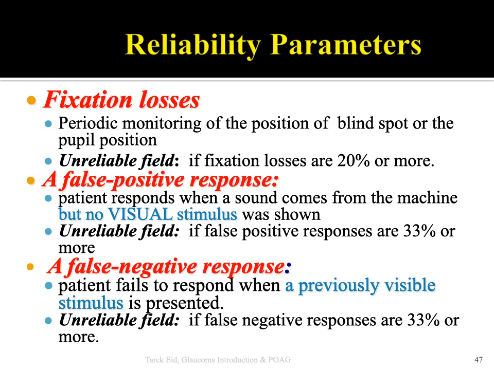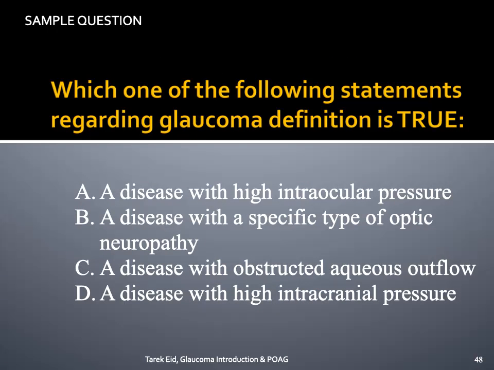This ends our introduction for glaucoma, and I would like to conclude with a few multiple choice questions just to test your ability to understand what we have said. First question, which one of the following statements regarding glaucoma definition is true? It is a disease with high intraocular pressure, or a disease with a specific type of optic neuropathy, or a disease with obstructed aqueous outflow, or a disease with high intracranial pressure. What do you think is the most accurate answer?